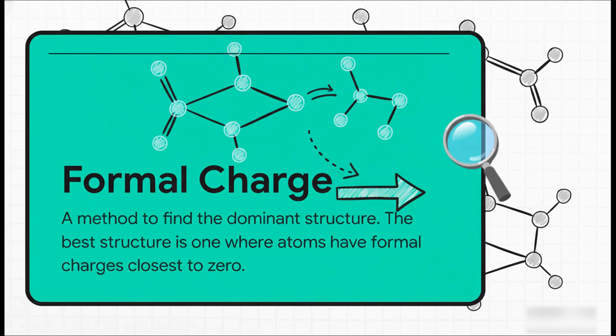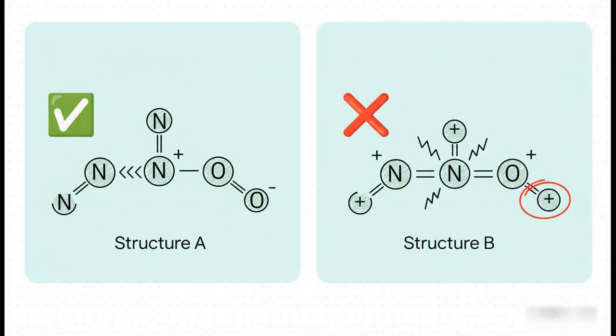You can think of it like an accounting system for electrons. It's a way to check our work and see how the charge is distributed in our drawing. And here's the big rule: the best, most stable structure is the one where the formal charges are minimized. You want them as close to 0 as you can get. So let's put this to the test with dinitrogen monoxide, N₂O.